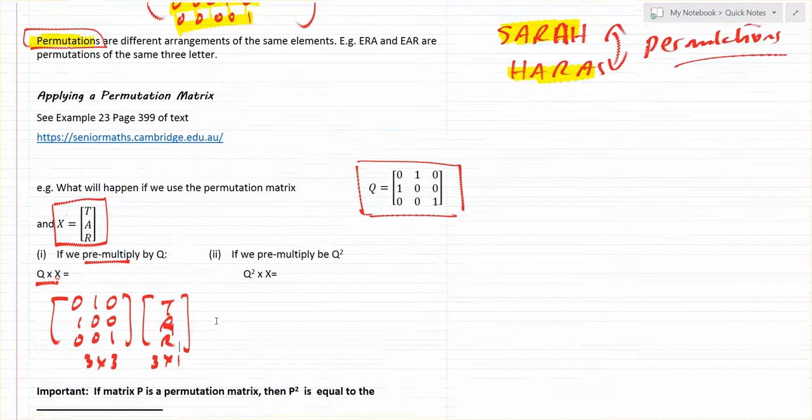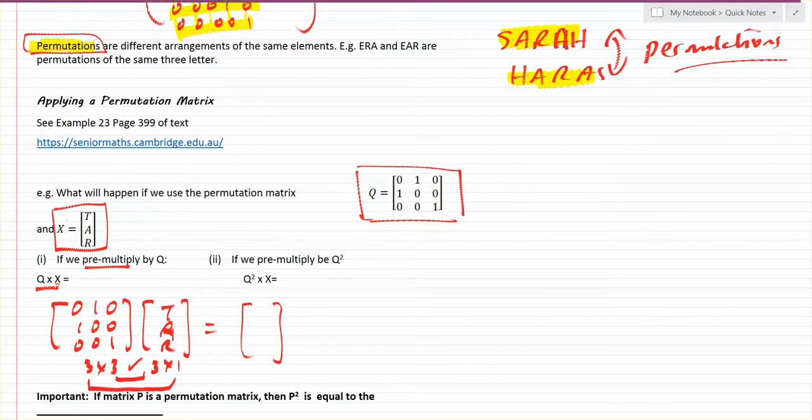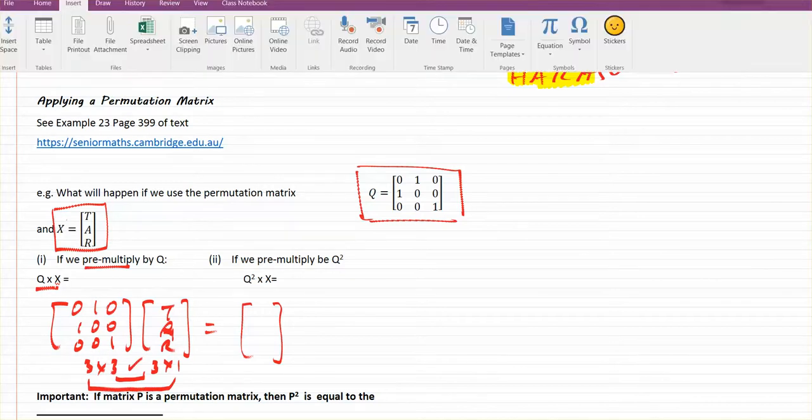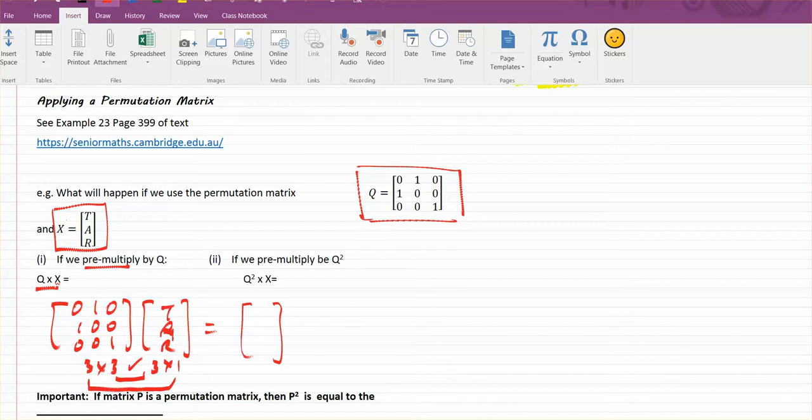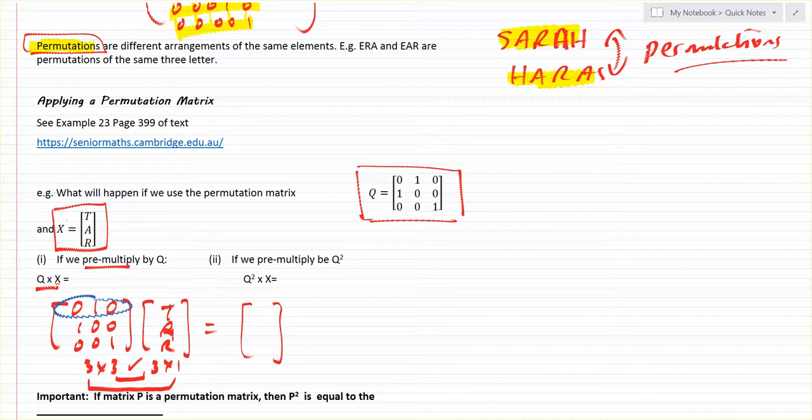Okay, so these numbers agree, so they can be multiplied, and the outer numbers give me what my resulting matrix will be. It will be a 3 by 1, so it will be a column matrix with 3 elements in it. Okay, so remember the rules of matrix multiplication. I need to multiply the rows with the column. We only have one column. We have 3 rows, and we multiply each by the column.